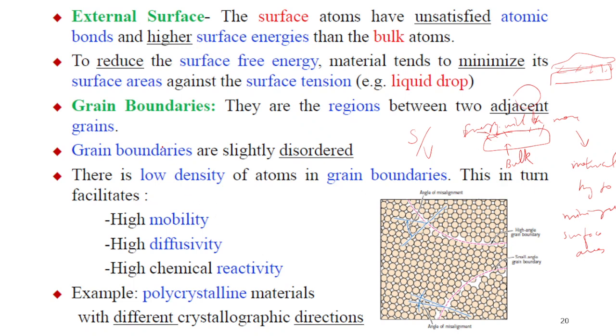Next, the grain boundaries are regions between the two grains. So that's what we see over here. These are the grain boundaries. They are slightly disordered or sometimes highly disordered also. As we know, low density of atoms are there, as you can see very clearly. As a result, you will have high mobility. Here they have mentioned high mobility means, I think, easier chances of slip.